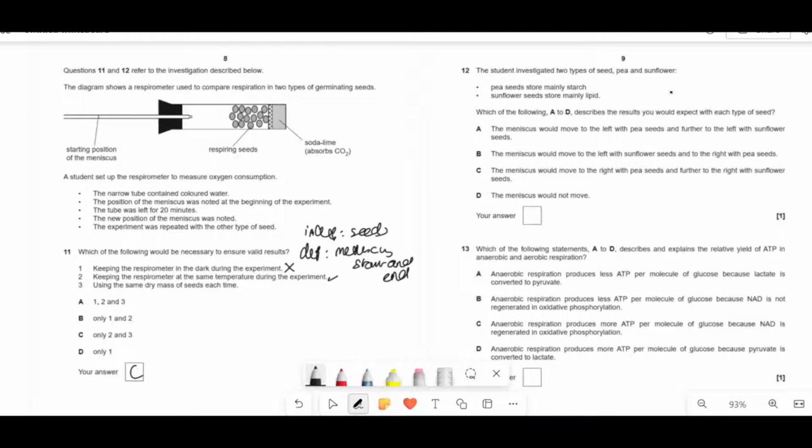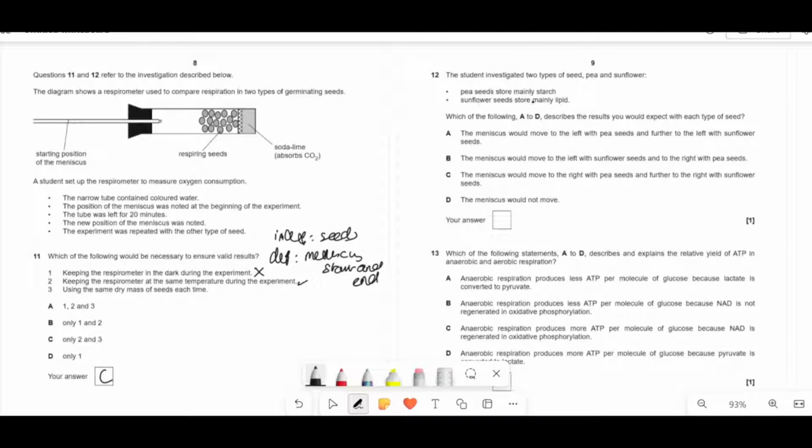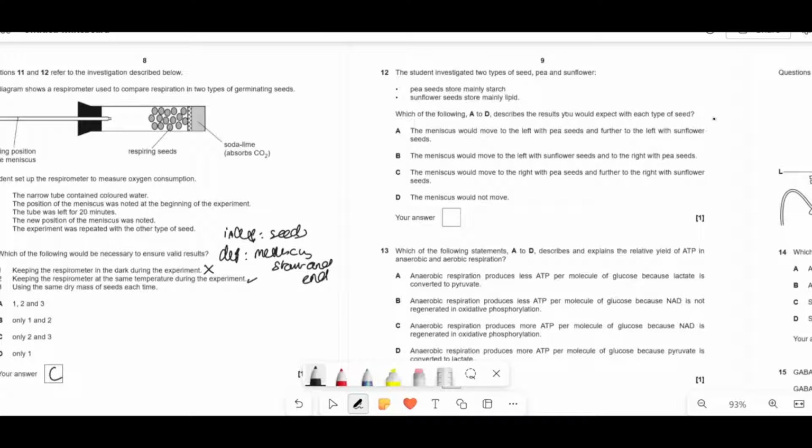The students investigate 2 types of seed, pea and sunflower, and pea stores mainly starch, and sunflower stores mainly lipids. Which of the following A to D describes the results you would expect with each type of seed? So, the meniscus would move to the left with pea seeds and further to the left with the sunflower seeds. No, because these are going to respire.